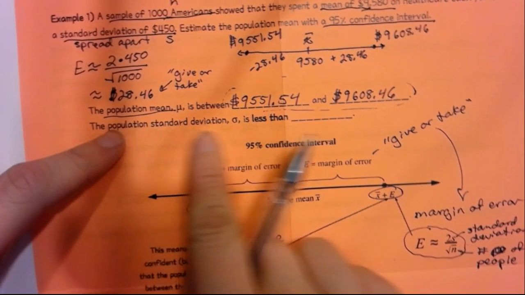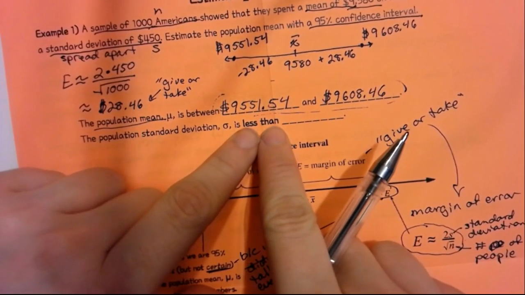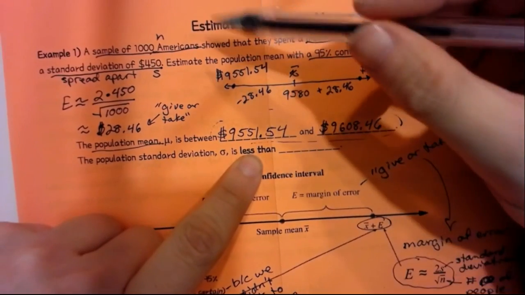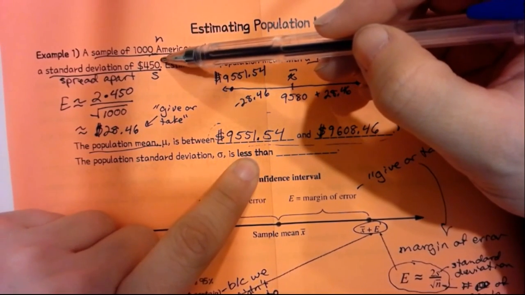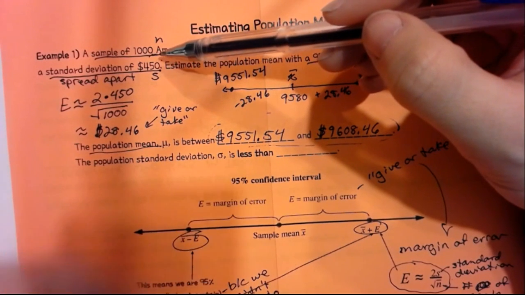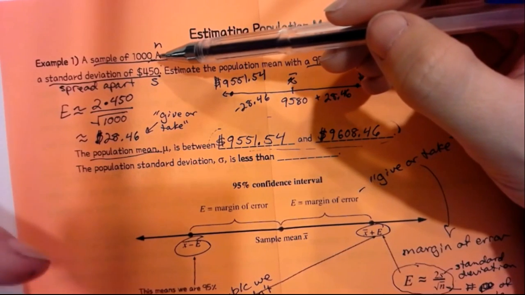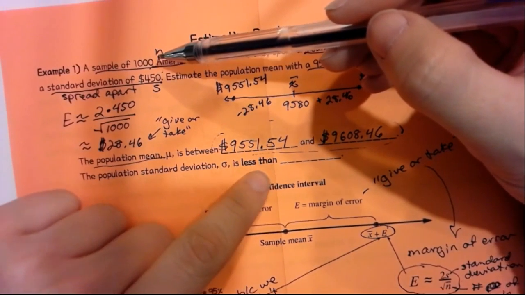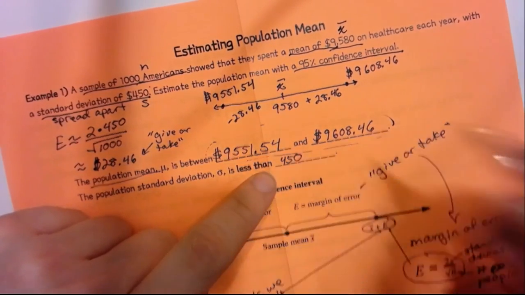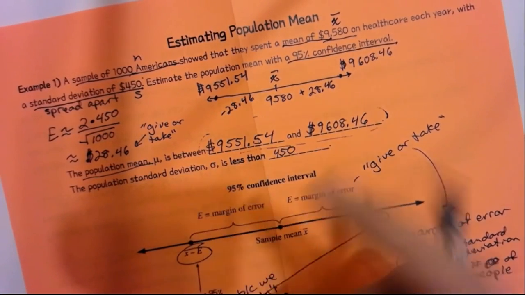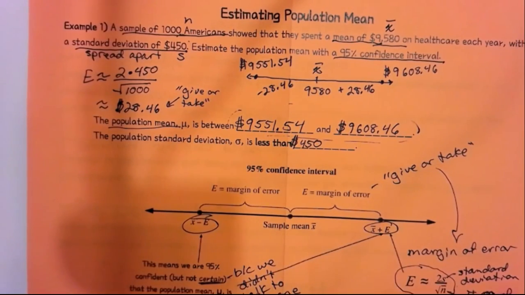Population standard deviation, on the other hand, we're not going to calculate. However, it's always going to be less than the sample standard deviation, which is right there. No matter what, it's going to be less. And we're going to talk about why in class. I'm not going to put that in the video because I want to give you some more examples on that. But it's always going to be less than your sample. So population standard deviation is always less than whatever your sample standard deviation was.